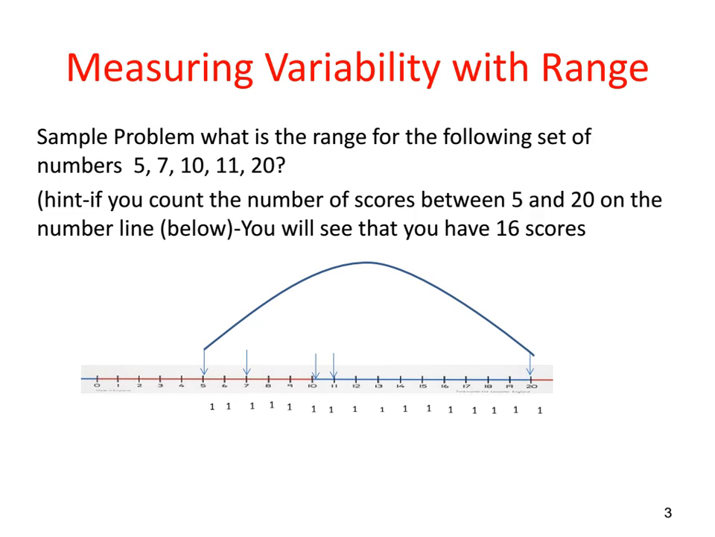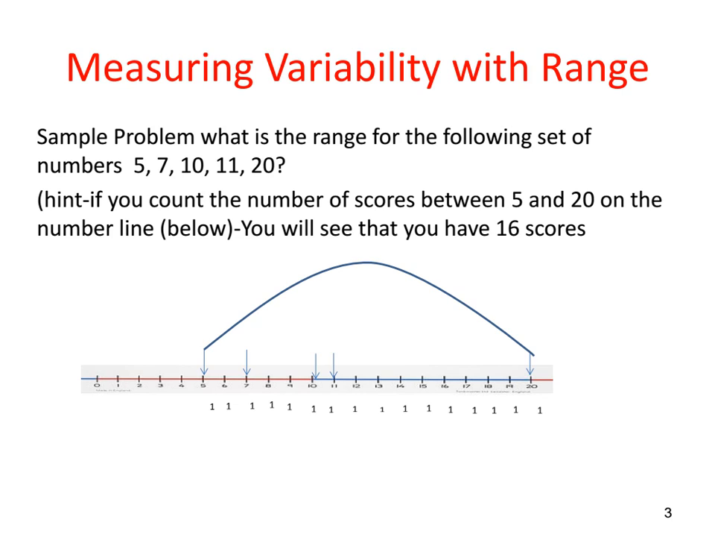Now, when we go to the next slide, what we see is that if we were to complete a sample problem with the numbers of 5, 7, 10, 11, and 20, if you look at the number line that I've drawn for you, you see that we have an arrow at 5, 7, 10, 11, and 20, and you see that we have a simple curve that covers those. If you were to count the number of scores that you have there, you would see that you have 16 scores. And those 16 scores would represent the range.